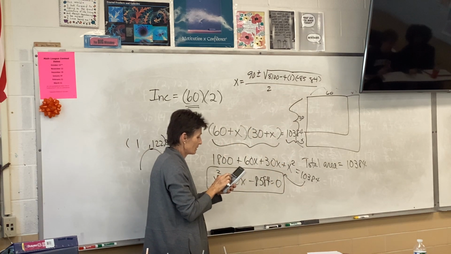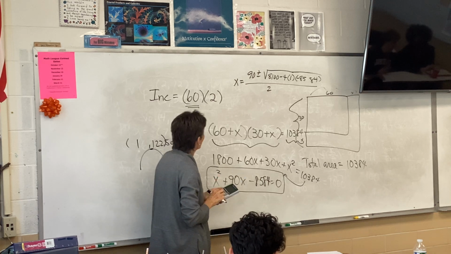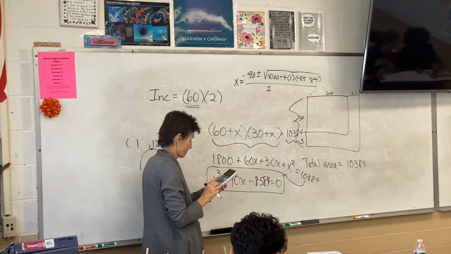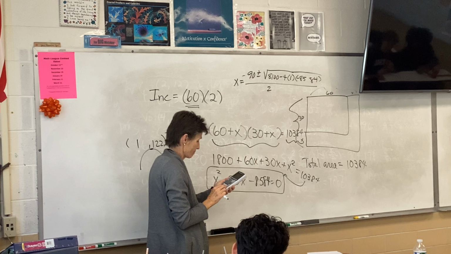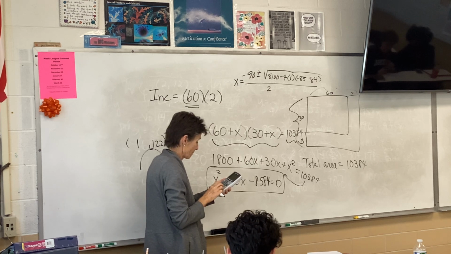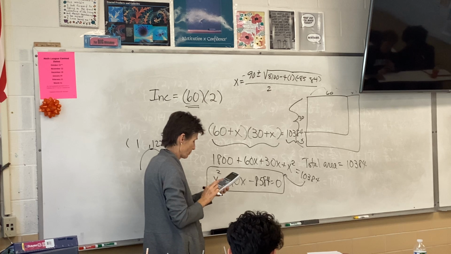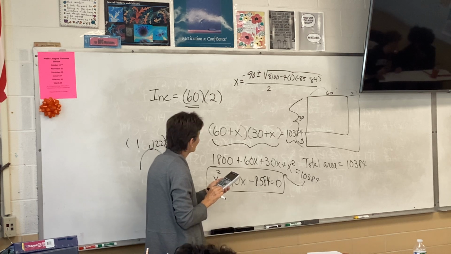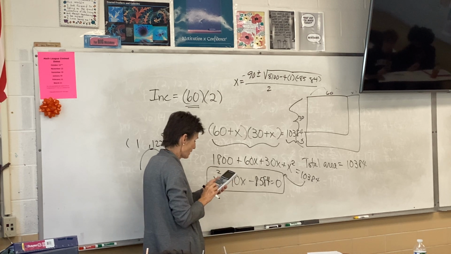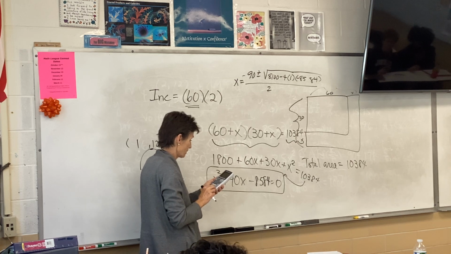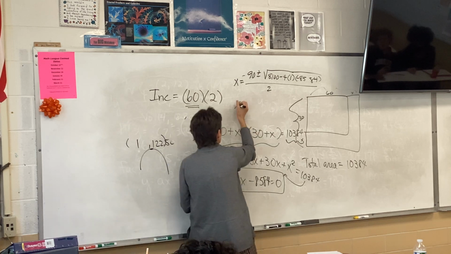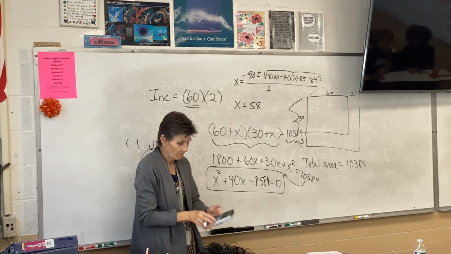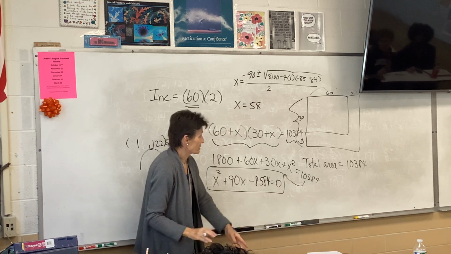Moving negative 90. My calculator's so slow. Negative 90. Yeah. Oh my gosh, I don't believe it. No, I mean, that's actually a perfect square. So one of my answers is 58. And the other one will be negative, so I'm not gonna use it. Find x. X is 58.